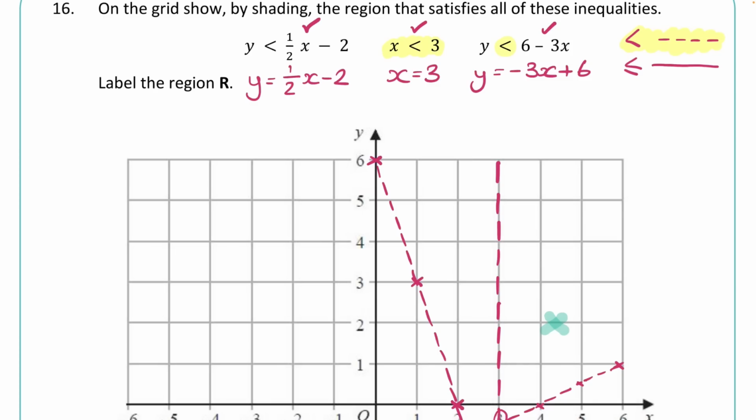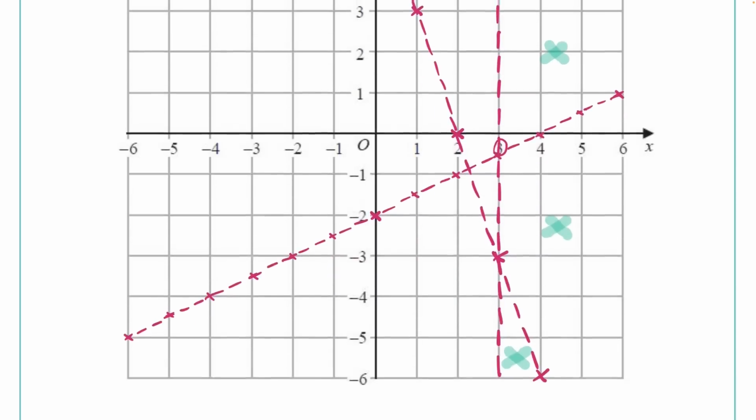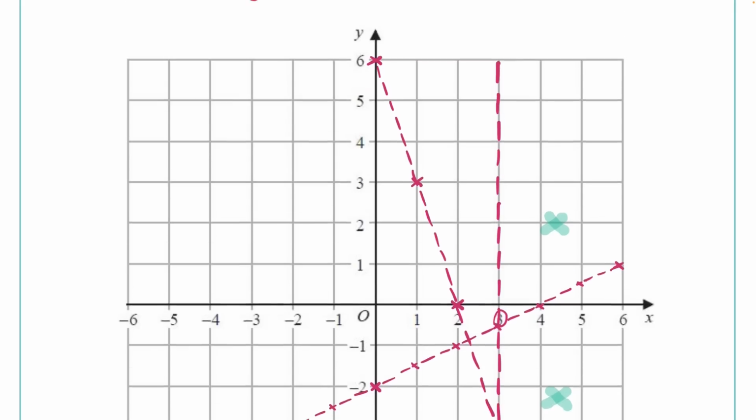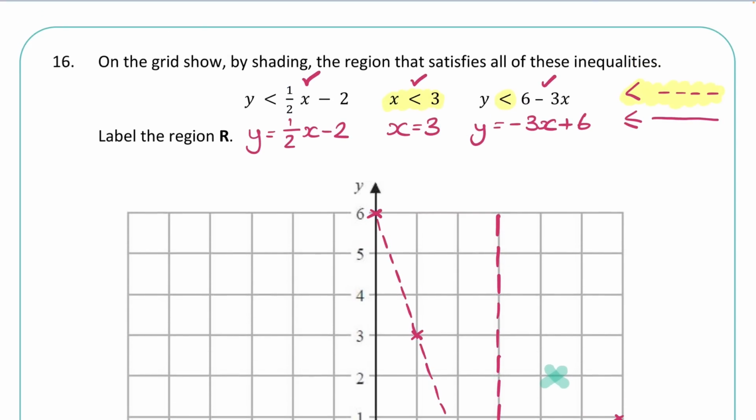But what I would suggest you do is you pick a coordinate in a region and we substitute it into those inequalities and see if it works. So try and pick a relatively nice number. There won't always be nice numbers. This region down the bottom here, for example, I could pick this coordinate here, which has an x coordinate of 1, which is nice, and a y coordinate of negative 3. Now if I substitute that into the inequalities, we'll know if it works or not.